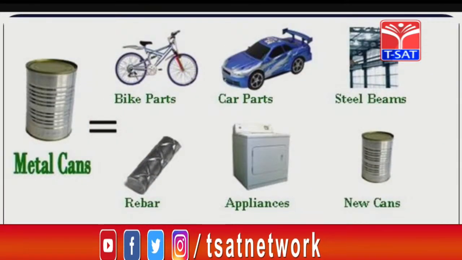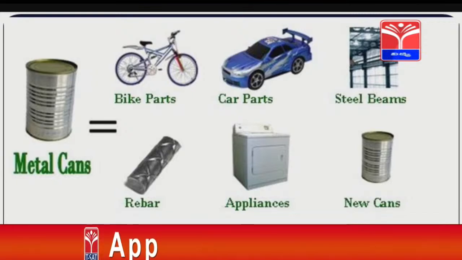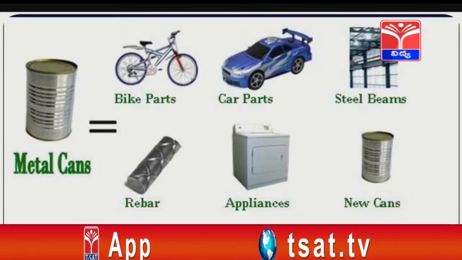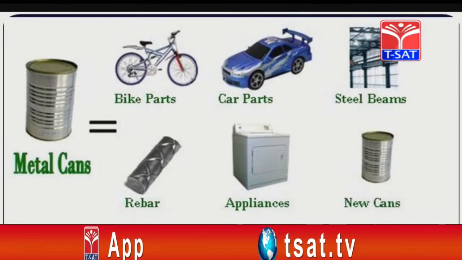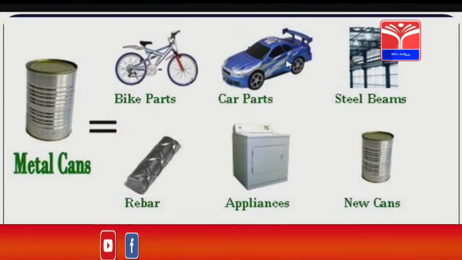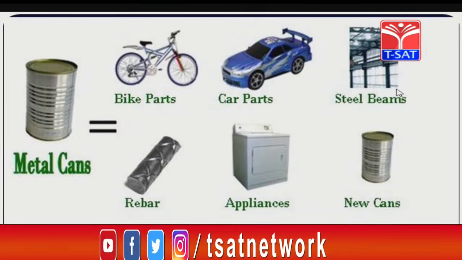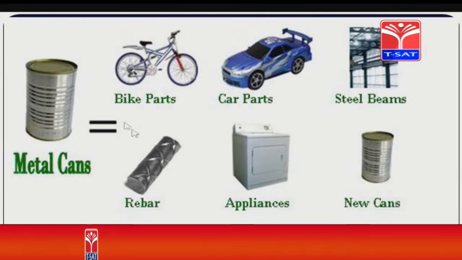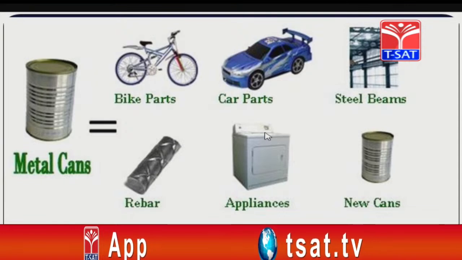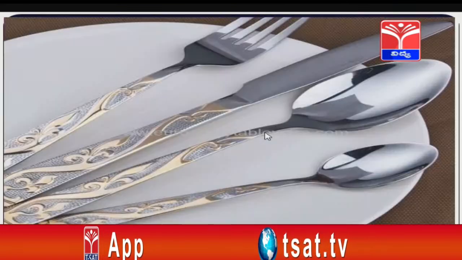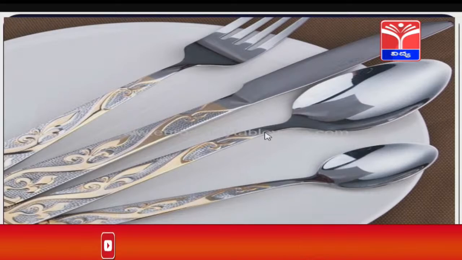These are the different articles made up of metals which we use in our daily life, like metal cans, bike parts are made up of metal, car parts are made up of metal, the steel beams used in the construction are also made up of metals, and the cans and different appliances, electronic appliances we use in our daily life are also made up of metals. The crockery or the utensils which we use are also made up of metals.